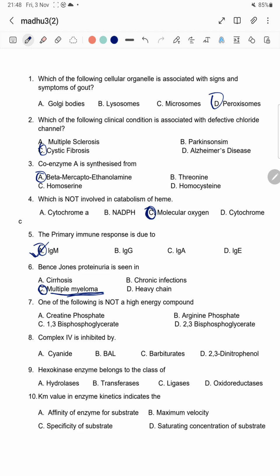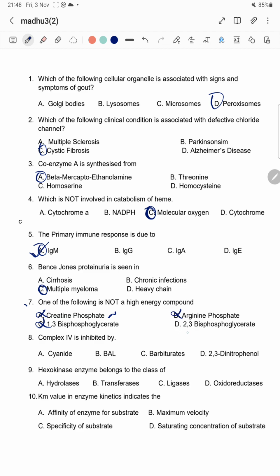And now the 7th one: which of the following is not a high energy compound? See here, creatine phosphate, of course we all know this has a high energy bond. Creatine phosphate is a high energy compound. Just read the question carefully: one of the following is not a high energy compound. Creatine phosphate is a high energy compound, so incorrect. 1,3-bisphosphoglycerate is also a high energy compound, incorrect. Arginine phosphate is also one of the important high energy compounds, not in humans, but it is present in reptiles and other animals. Arginine phosphate is also one of the high energy compounds.